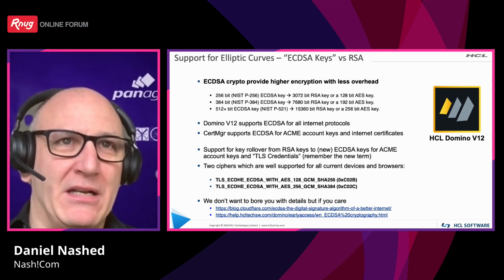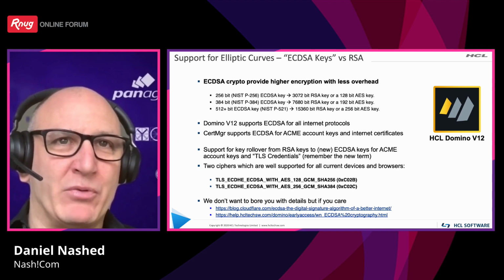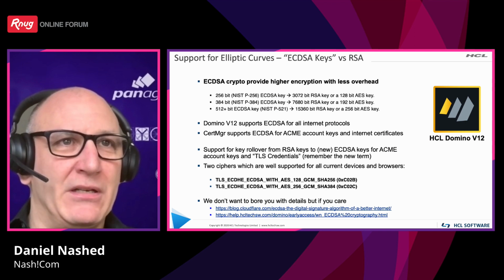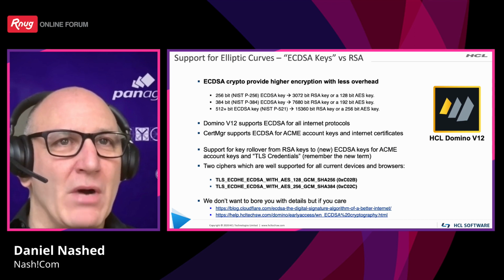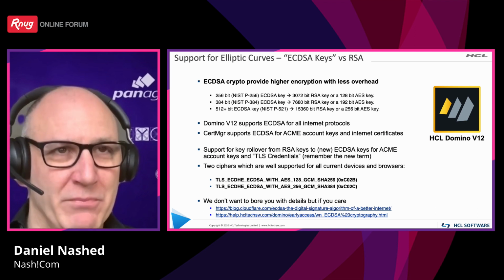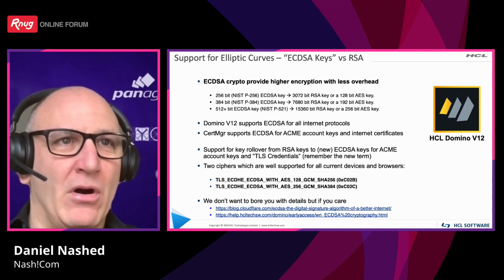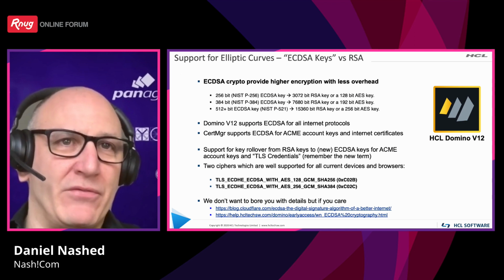And this here is support for elliptic curves. Elliptic curves are better in performance because the way they work is that they provide more security with fewer bits. When you see here, a 256-bit ECDSA key is equivalent to a 3072-bit RSA key. And if you go up, you can go as high as 512, but that is supported by Domino, not currently by the ACME CA. That is supported in release 12 for all internet protocols, and the cert manager with the ACME protocol supports it for the account keys.